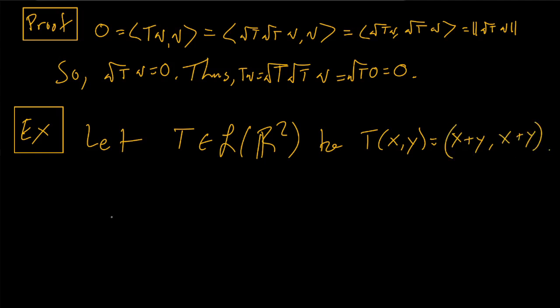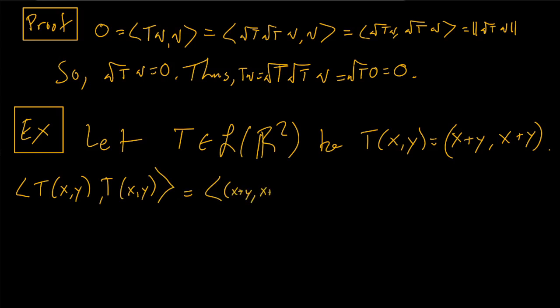Sound good? Okay. Notice that T of (x, y) is equal to, well, I've got (x plus y) inner product with (x plus y), and here I'm just taking the inner product to be the dot product, which will just turn into, hey, check this out. Look, I've done T on both sides.